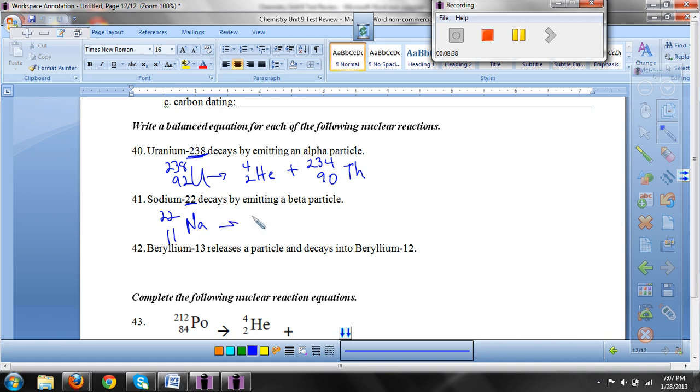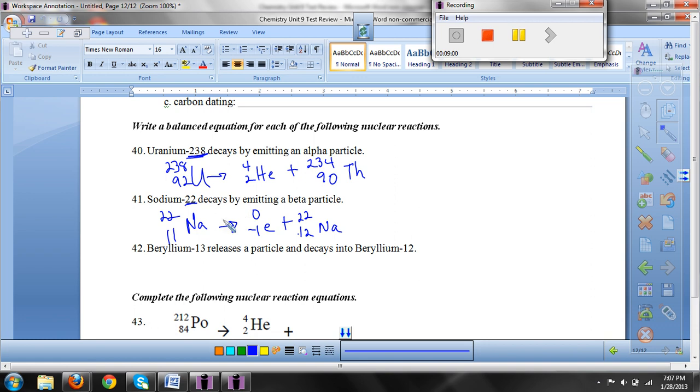I'm going to emit a beta particle, and a beta particle is, let me think about this, -1 for the charge and 0 for the mass. And so I know that this needs to be a 12 here, and this needs to be a 22 there. And if I did that correctly, okay, everybody all right with that? That's my beta particle. Let me make sure that I didn't make a mistake, because sometimes I do that pretty well. Yep, we're good to go.